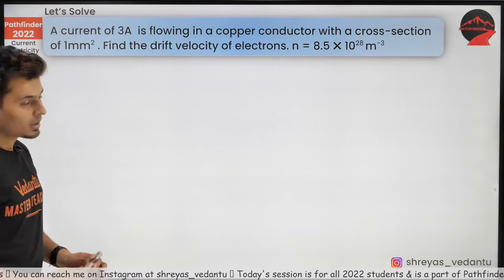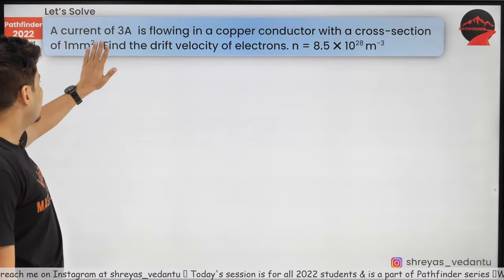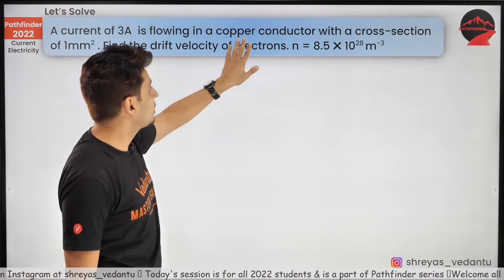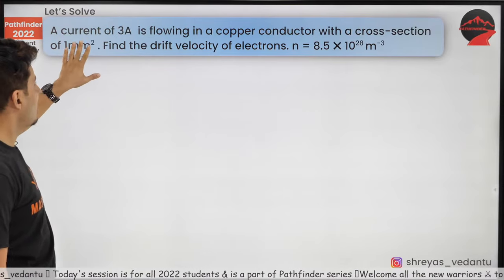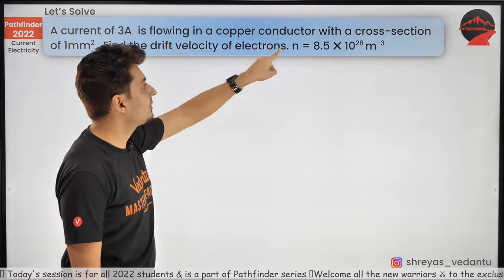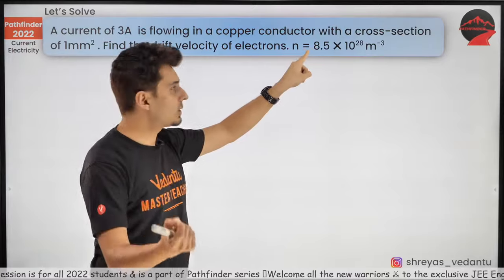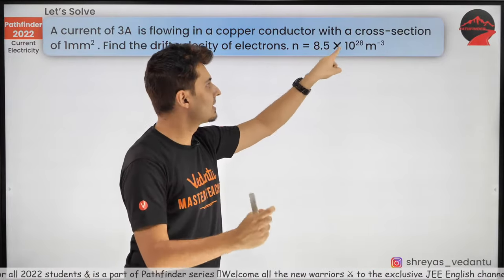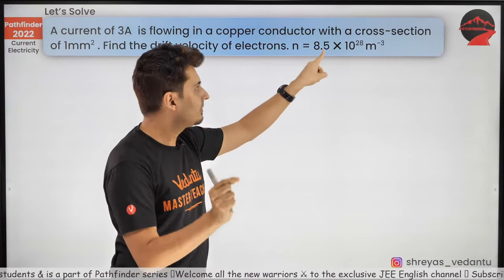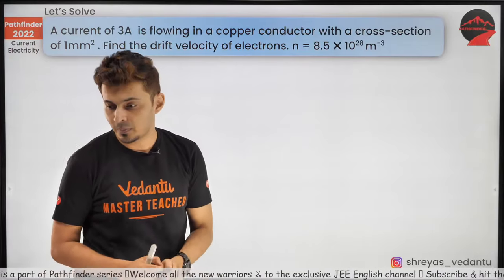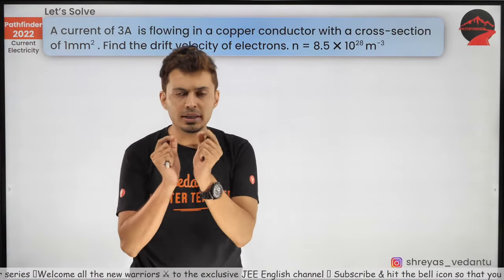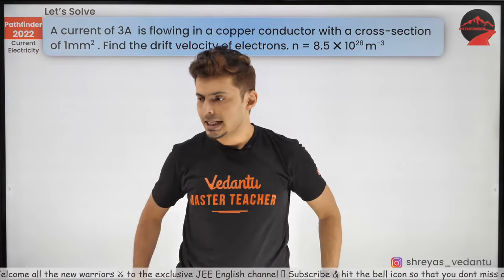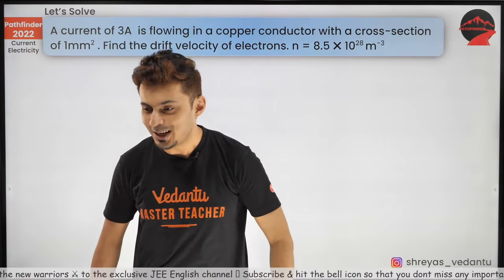Come on, let's see this question. Beautiful question. A current of 3 amperes is flowing in a copper conductor, okay, with a cross section of this much. How much is the drift velocity if the number of free electrons per unit volume is given to be 8.5 into 10 to the power 28? Now, think, which formula will you use? Come on, guys, type it out. Which formula are you going to use?